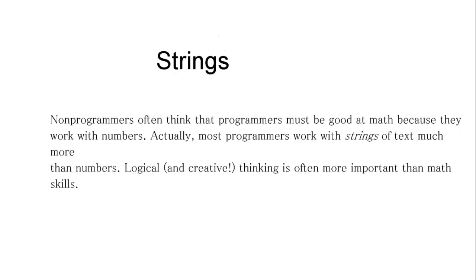Strings. Non-programmers often think that programmers must be good at math because they work with numbers. Actually, most programmers work with strings of text much more than numbers. Logical thinking is often more important than math skills. Because of its support for the Unicode standard, Python 3 can contain characters from any written language in the world, plus a lot of symbols. Its handling of that standard was a big reason for its split from Python 2. It is also a good reason to use version 3. I will get into Unicode in detail later because it can be daunting at times.